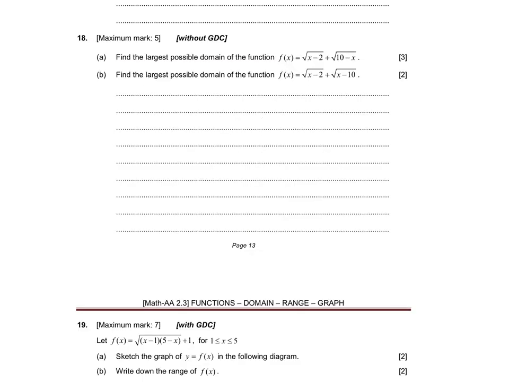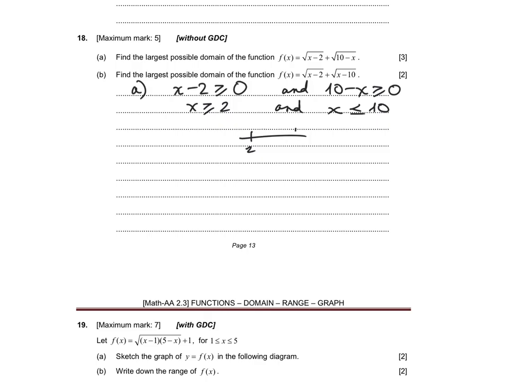For 18, we've got that. So for A, we have that x minus 2 needs to be greater than or equal to 0, and 10 minus x needs to be greater than or equal to 0. So for this one, x is greater than or equal to 2, and x is less than or equal to 10. So that's in between here and here. So we've got 2 to 10.